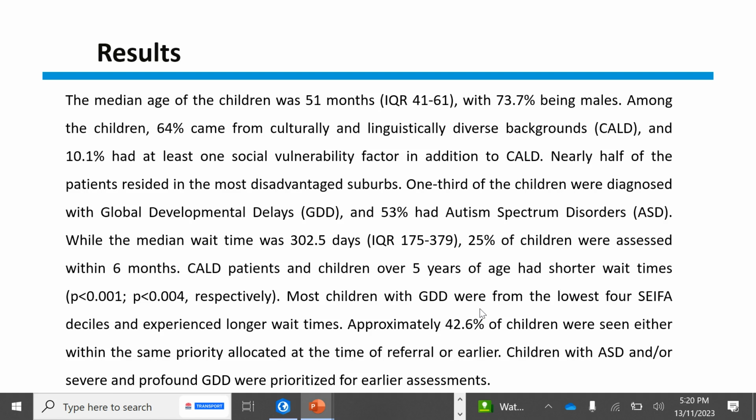Approximately 42% of children were seen either within the same priority allocated at the time, or earlier. We had priorities between 1 to 3. And children with ASD and or severe and profound GDD were prioritized for earlier assessment, as probably to be expected.